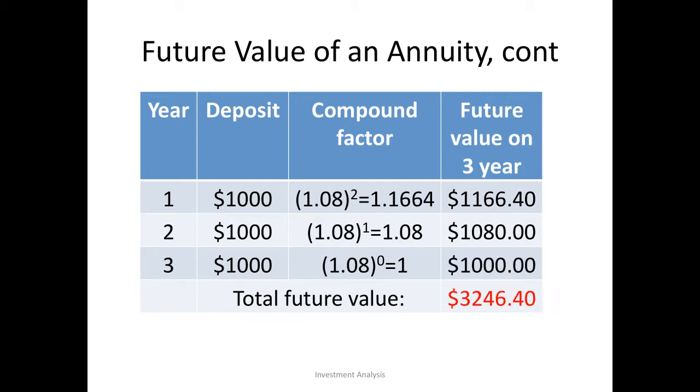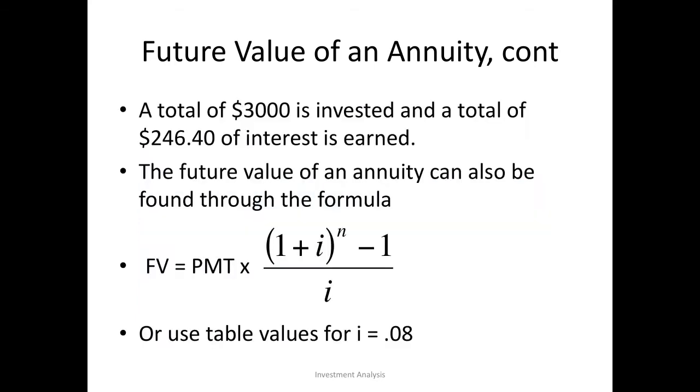If we add those 3 up, what we find is that the future value in year 3 of those 3 annuities, those are payments into your savings account, are $3,246.41. We'll go through another example of this in lecture on Friday to illustrate how it's used.